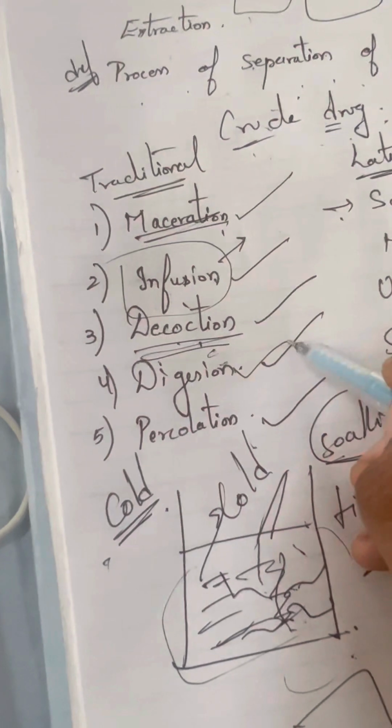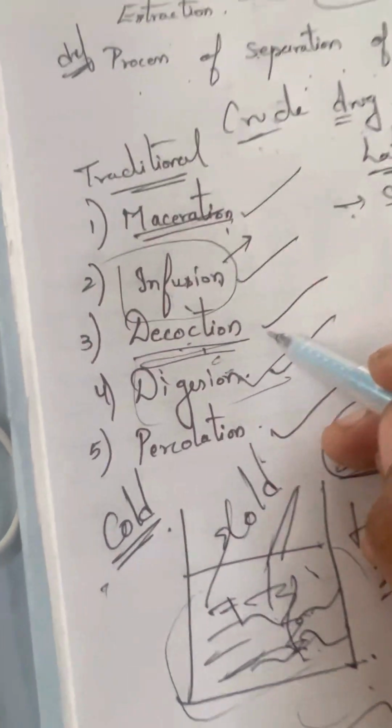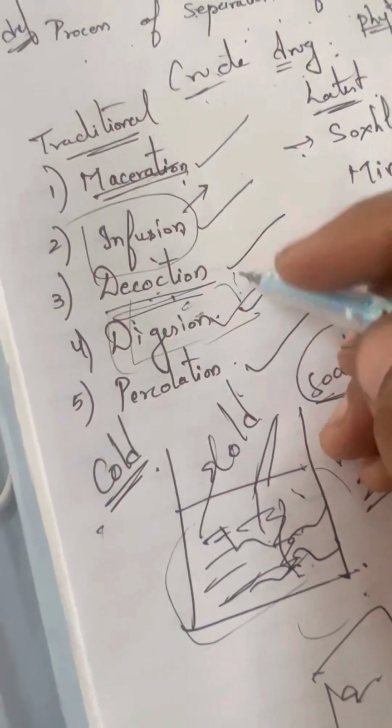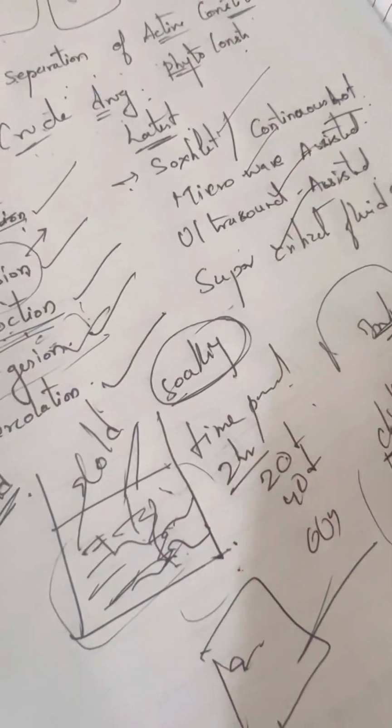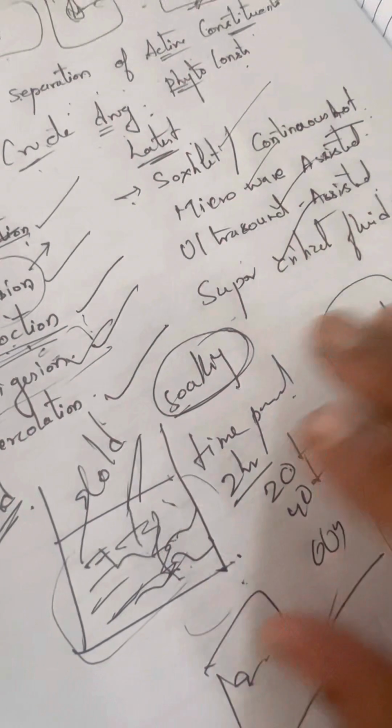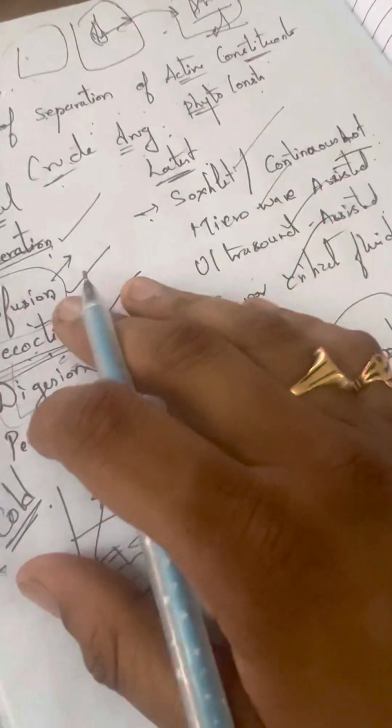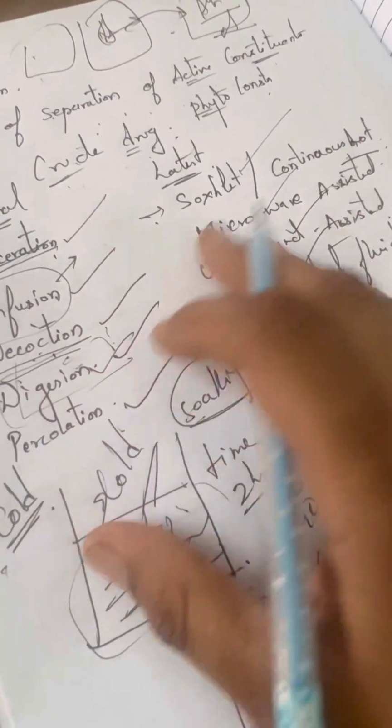Whereas digestion is the same as decoction, but here we take slightly lower temperatures and we don't apply direct heat. We take boiled water and add it to the crude drug.